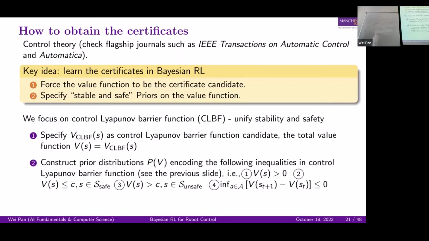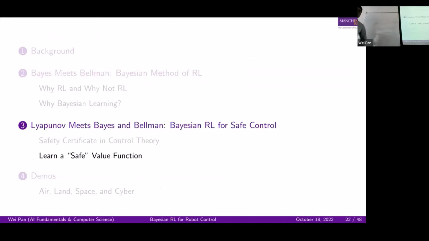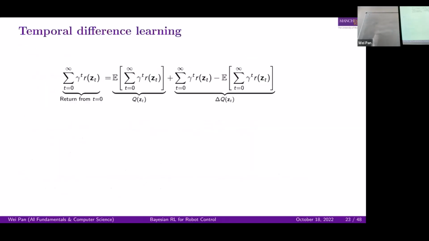Then we can construct the prior distribution P(V) encoding the following inequalities in the control Lyapunov barrier function. Okay. Then if we can construct that, we can simply use the Bayesian rule to get the posterior of the value function over the observation, basically the reward. So how to learn a safe value function?